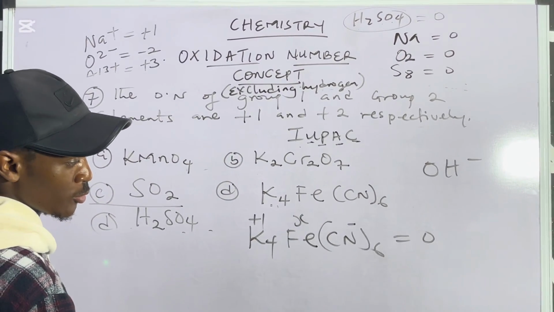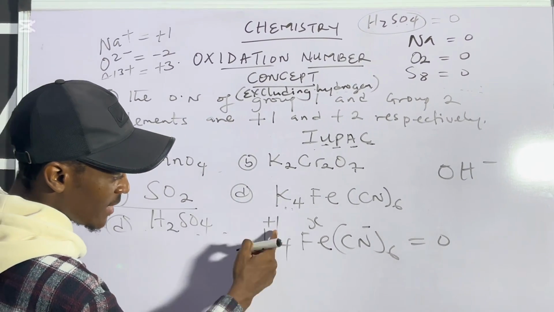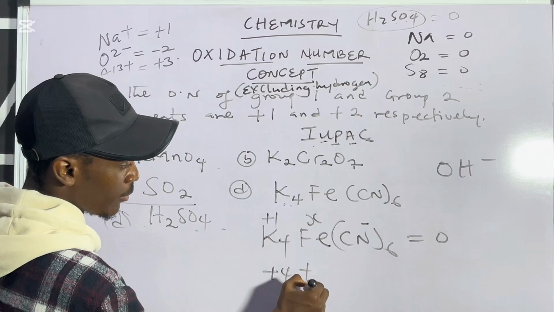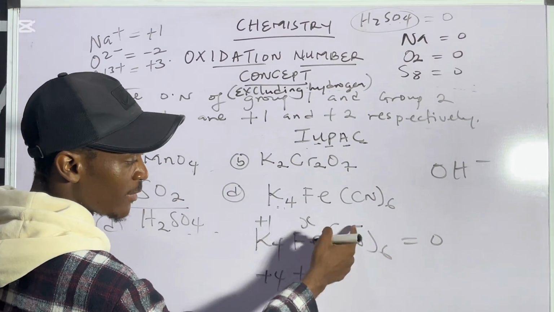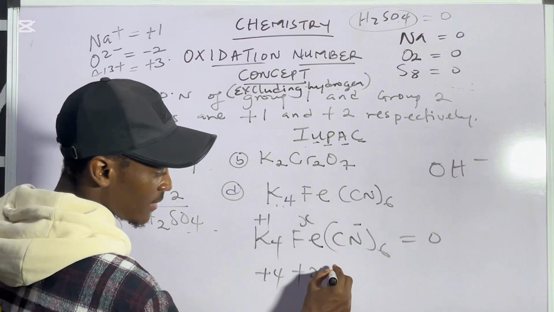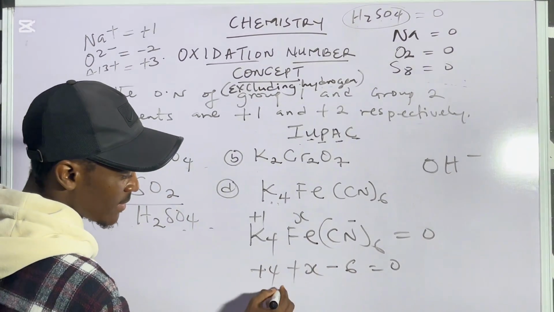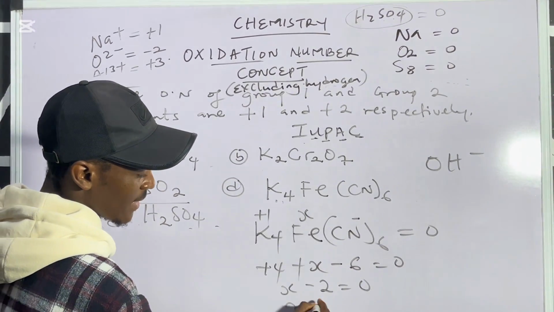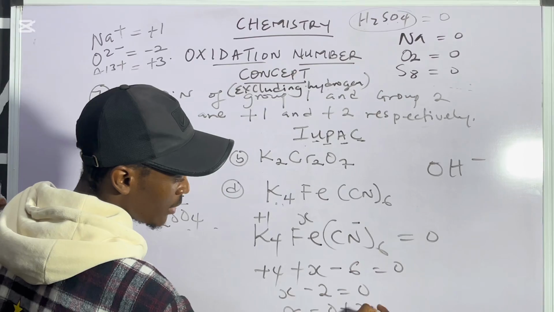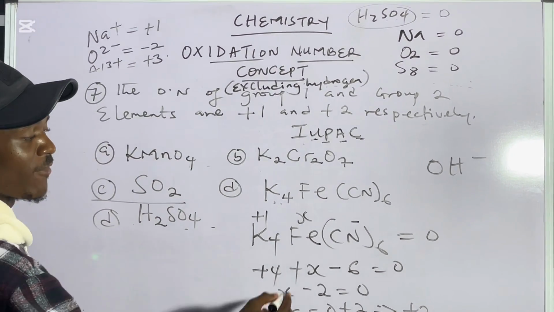So what are you supposed to do? All you have to do here is just to multiply this one. It gives +4, then plus x. We are carrying out the algebraic sum. Then 6 times -1, because this 6 is affecting everything. That should be -6 equal to 0. +4 minus 6, that should give us -2 equal to 0. When you move it to the other side, x equal to 0 plus 2, which is +2. All right. So the oxidation number of iron here is +2.